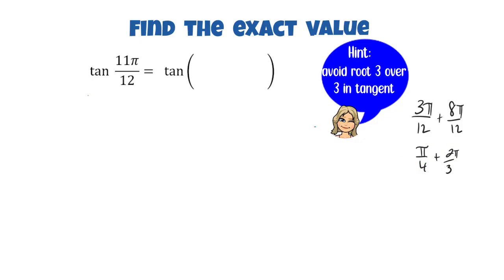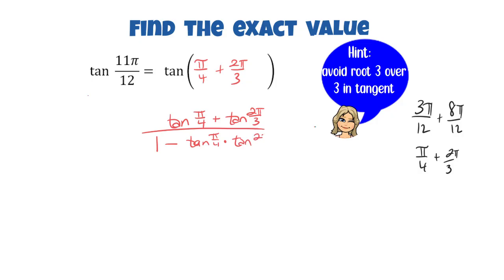I'm going to grab these two right here. So this is going to be pi over 4 plus 2 pi over 3. Now I'm using my tangent identity. So the tangent identity says take tangent of the first, keep the sign, tangent of the second, over 1, change the sign, and then it's going to be those two tangent values, tangent of pi over 4, but this time multiplied, tangent of 2 pi over 3.